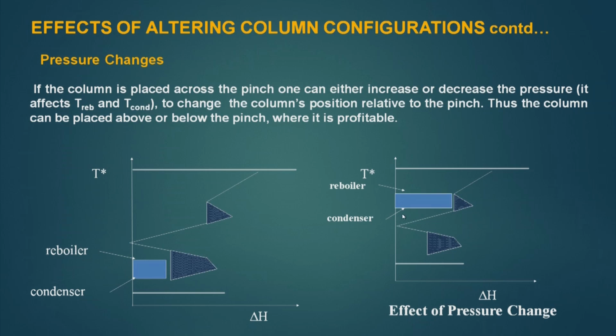Now, this was improperly placed earlier, because it was cutting this line. Now, by increasing the pressure, it can go up. Now, it beautifully fits into the GCC. So, by changing the pressure, I can tailor the position of the distillation column in the GCC, or I can move it to such an area where it better fits the GCC.